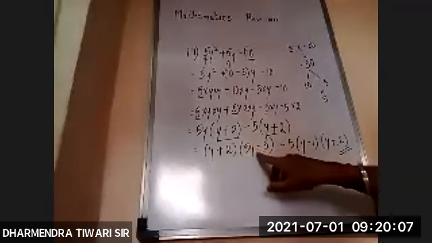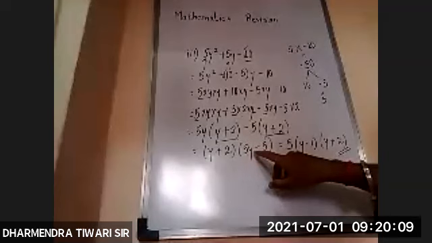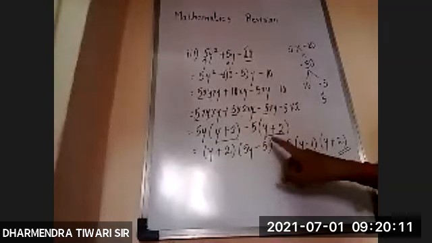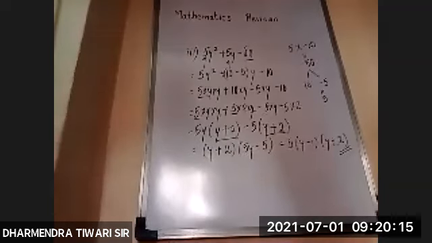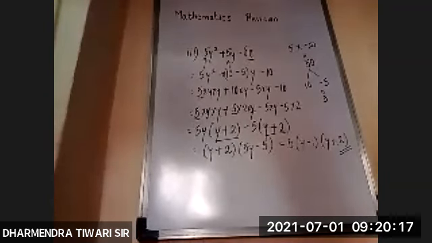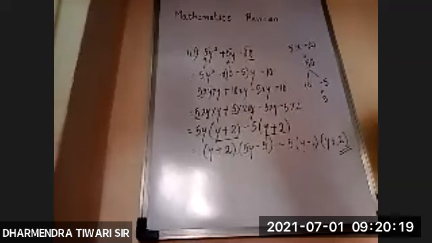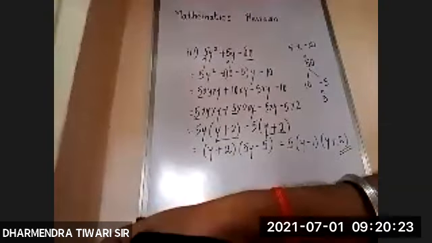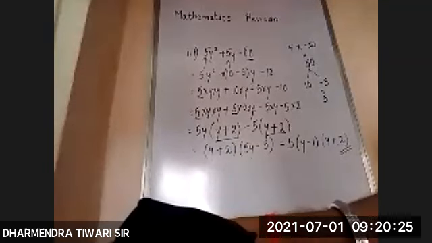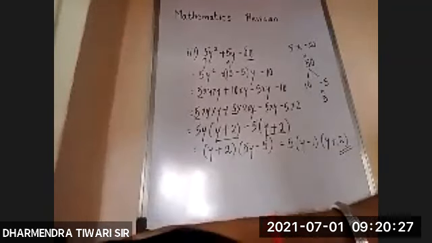From here also, as we have seen, it is 5 into y and 5 into 1, so 5 can be taken out. So it became 5 into y minus 1 and y plus 2 as factors. So these are the factors of the given algebraic expression. We do the next one.